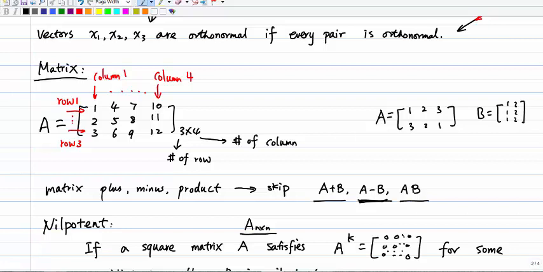Okay, so the matrix product must follow this rule. Let's say A is M times N. If I can do the matrix product, it means the B matrix must have the size N times something. So these two values must be equal.